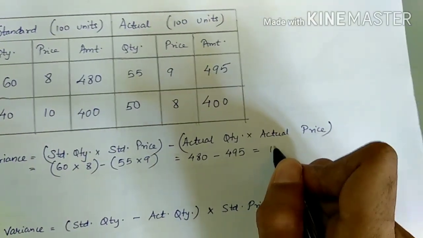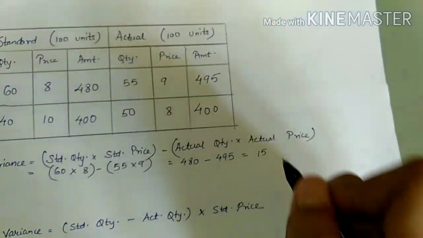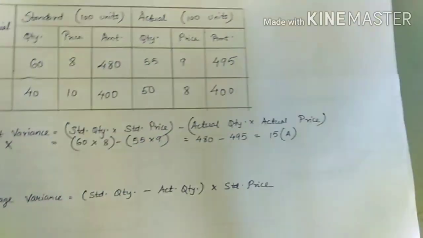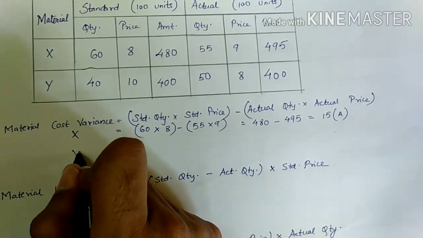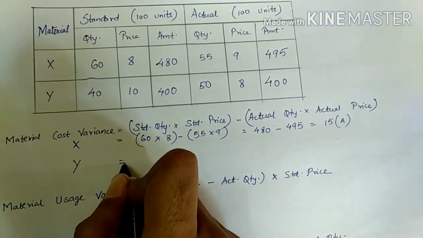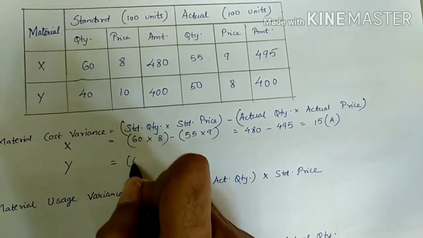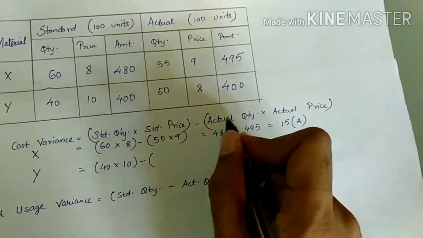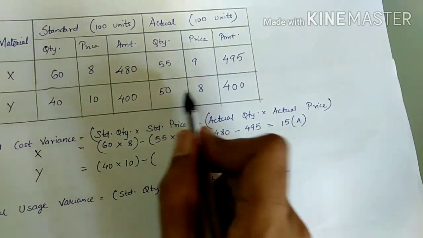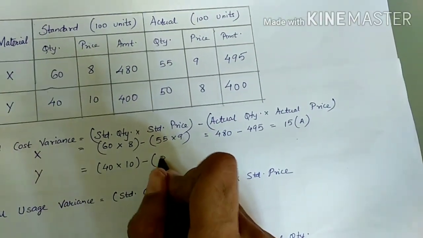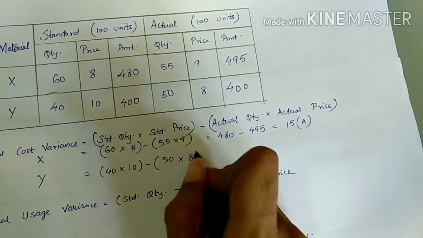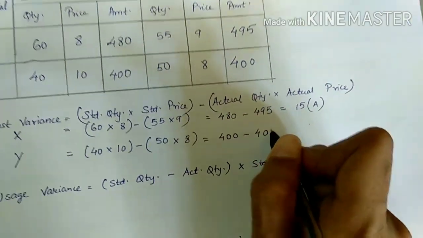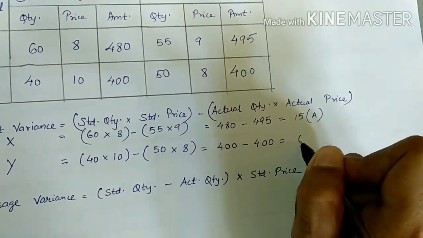In this chapter there are no negative numbers written. Instead they are represented by alphabet A. A stands for adverse. So now for material Y, standard quantity is 40 into standard price 10 minus actual quantity into actual price. So 50 multiplied by 8. It comes to 400 minus 400. That is equal to 0.